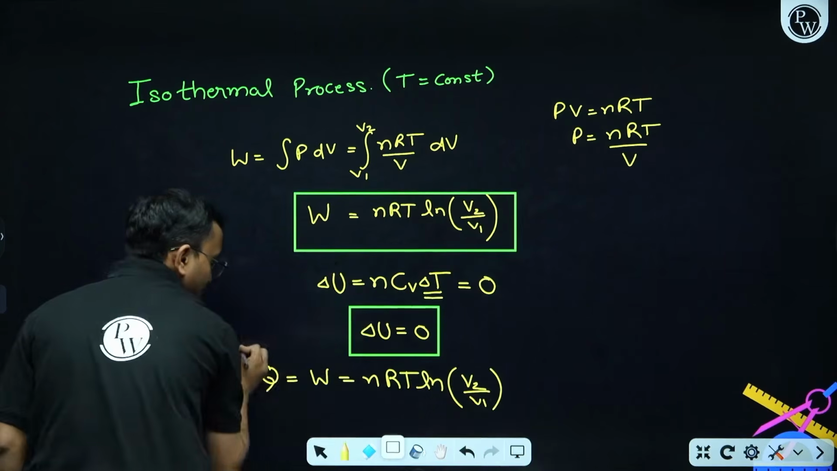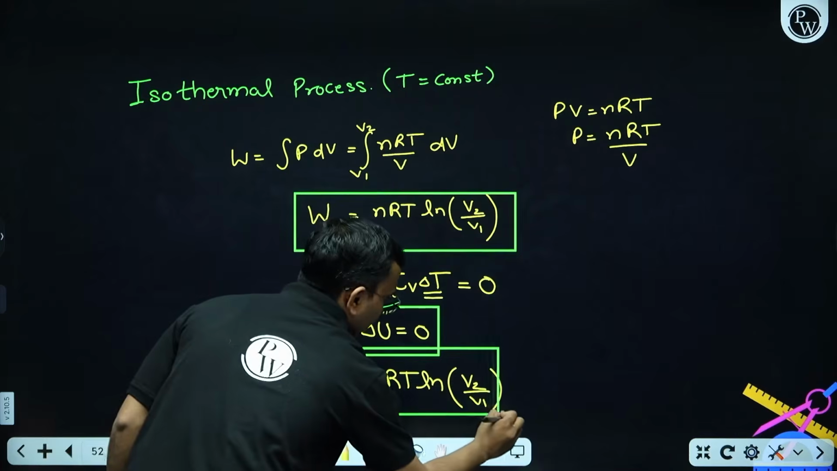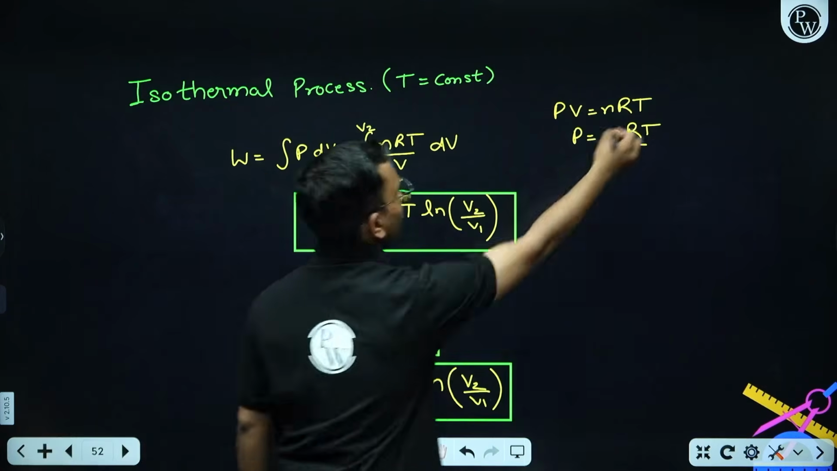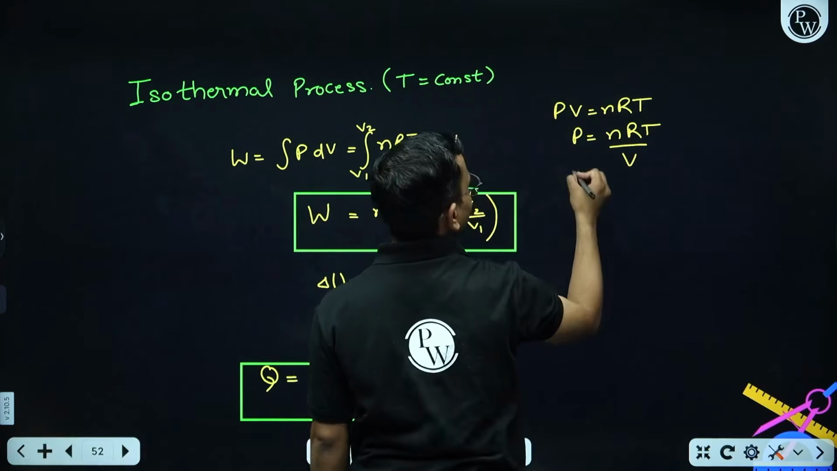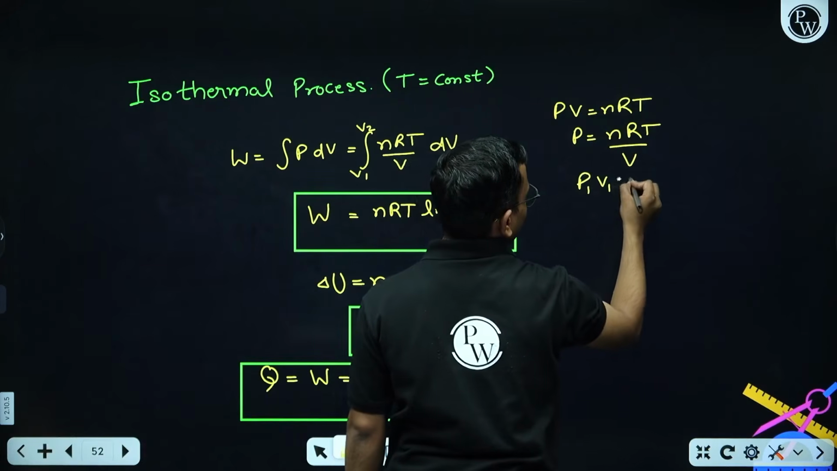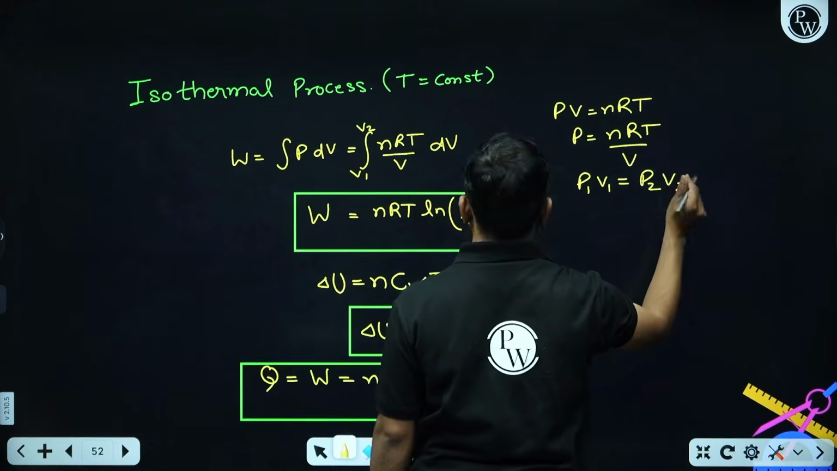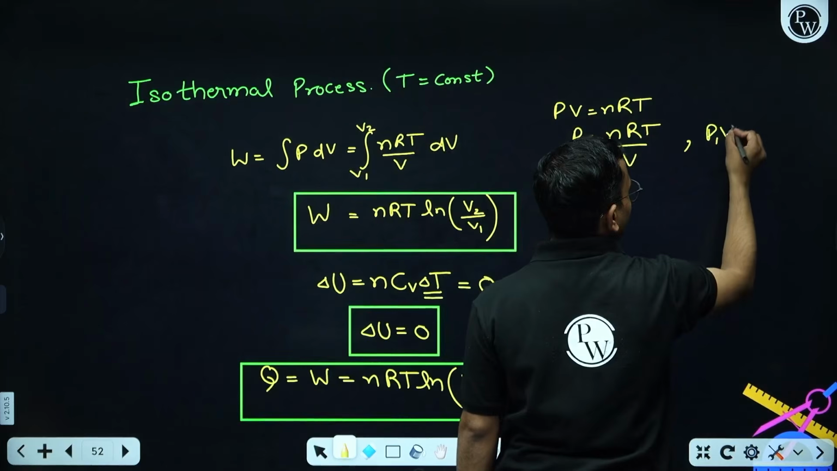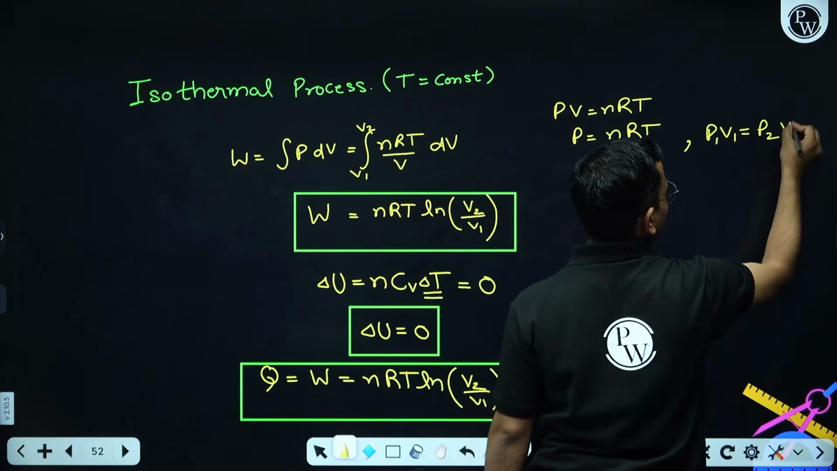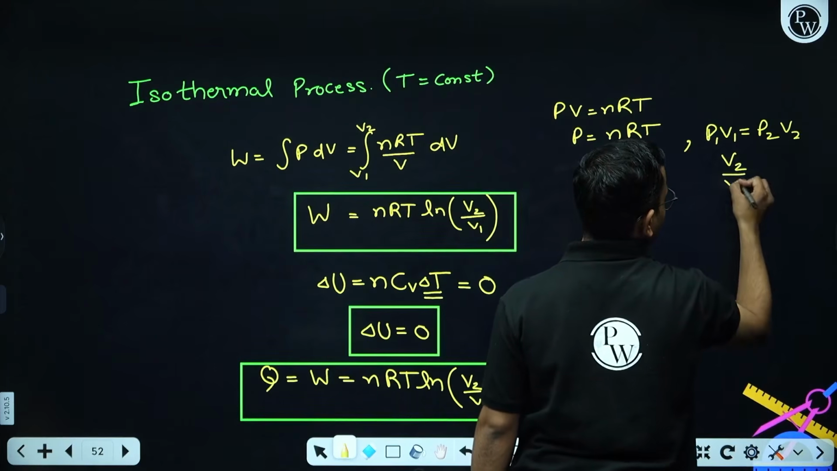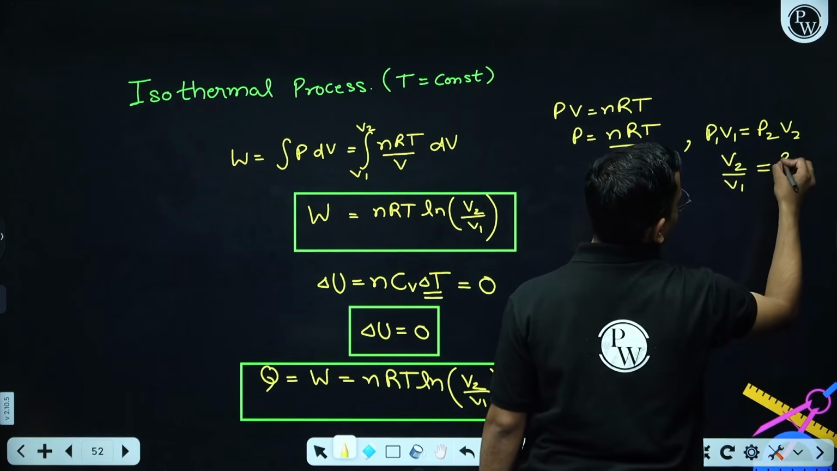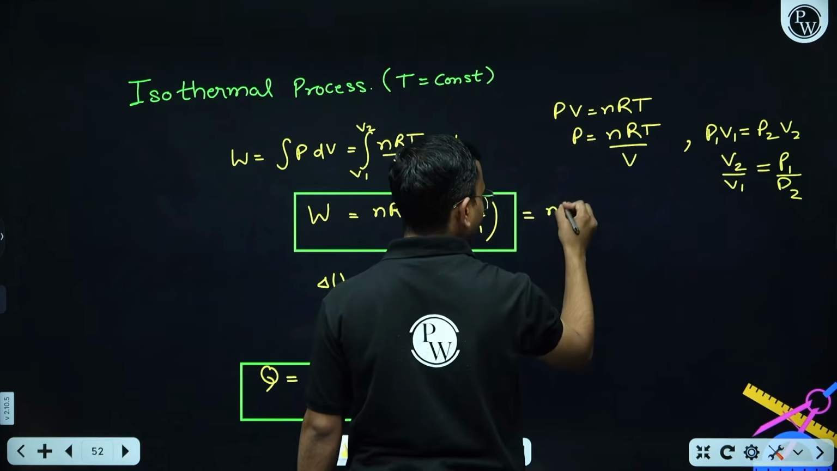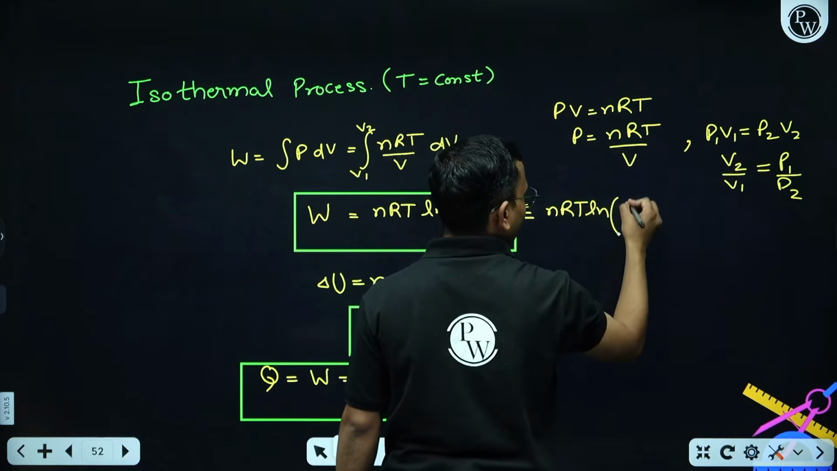If instead of V1 and V2, the pressures P1 and P2 are given to you, then what can you do? Because T is constant, P1 V1 is equal to P2 V2. So V2 by V1 is equal to P1 by P2. So you can write it in terms of pressure also. This is nRT ln P1 by P2.